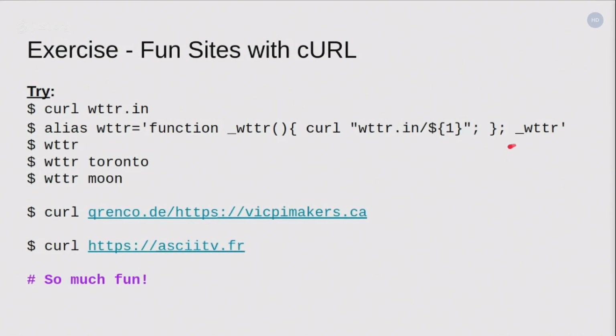So give these a try. I created this alias because I just wanted something a little more succinct. Basically too lazy to type curl with wttr.in. So I set this up instead, and then I can just go wttr and pass these options this way.